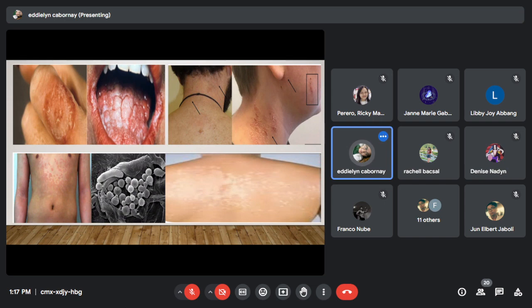We have the second group, Pityrosporum orbiculare, that causes tinea versicolor. The treatment here is antifungal lotion, because if the affected area is wide, you can use the antifungal lotion. Also cream, ointment, or shampoo if it's in the hair. Then the third, Malassezia furfur, in which this organism causes yellow scaling of the trunk, specifically in the neck, and then in the face.